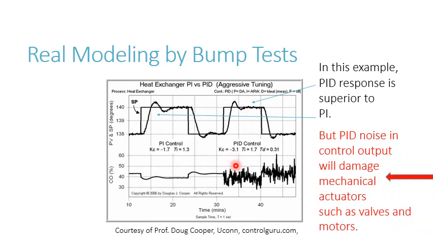But now let's look here. Look at all this noise that's coming out in the controller output when you have it under PID control. If you're putting this type of output into a valve or into a motor, that's not healthy for the valve or the motor. These real mechanical actuators are not going to respond well to this type of noise. So in this case, the PI control would be better, but a computer might think that this was better.